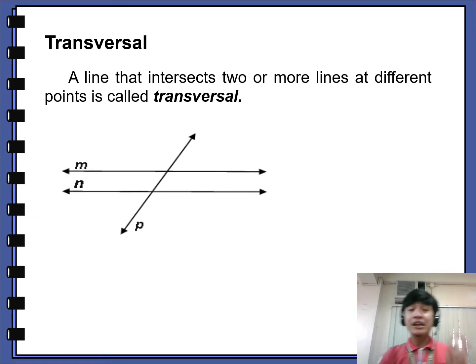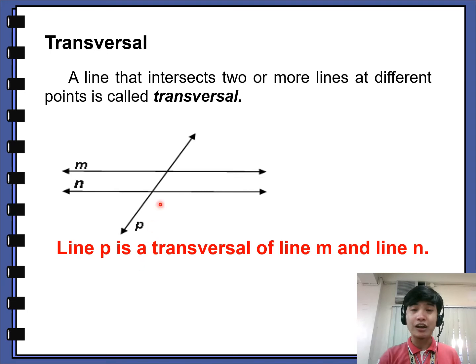Most of the time, nagkakaroon ng transversal sa parallel lines. Okay? So nag-intersect in at least two or more lines, at least 2 points ang tinamaan niya. So in this case, line P is a transversal of line M and N. So it is a line that this line P intersects at lines M and N, wherein we all know that line M is parallel to line N based on the illustration. And we all know that parallel lines are lines that do not intersect.